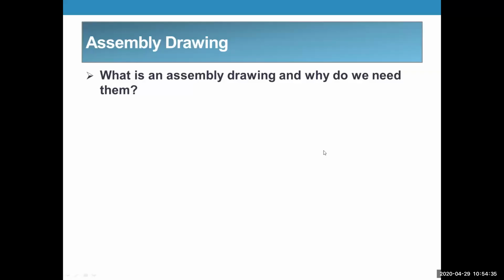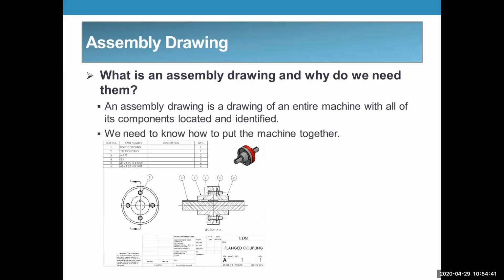So today we're talking about assembly drawings. Question one is, what's an assembly drawing and why do we need it? It's a drawing of an entire machine, or sometimes, I guess a station would be considered a sub-assembly, but it's still an assembly. So the assembly drawing is a drawing of the entire machine with all of its components located and identified.